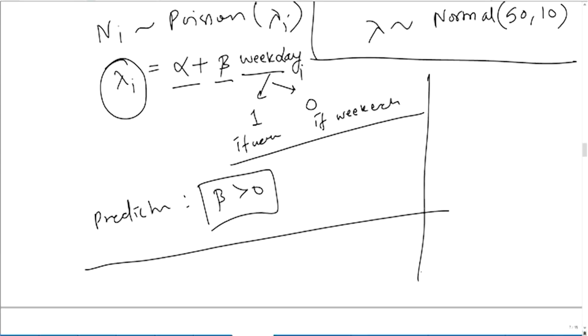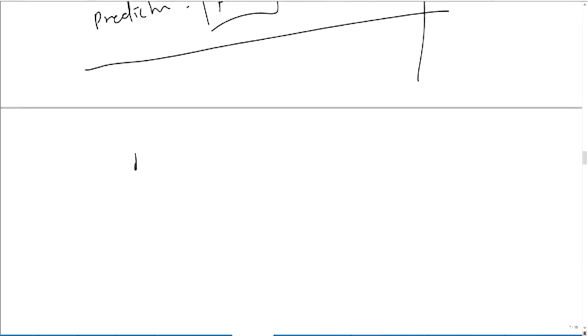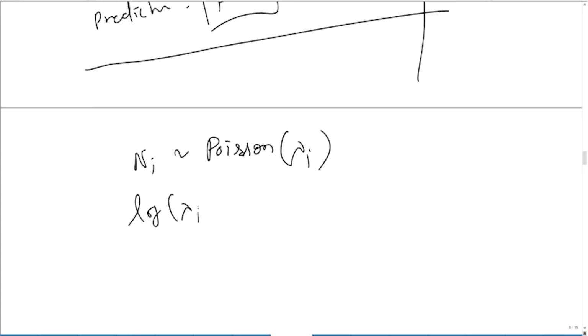Okay. So, the relevant transformation here is that you write log lambda equals alpha plus beta times weekday. Okay. Let me write properly here. So, let me rewrite the whole regression. The number of road accidents on the ith day comes from Poisson lambda i, where log of lambda i equals alpha plus beta times weekday in the ith trial.